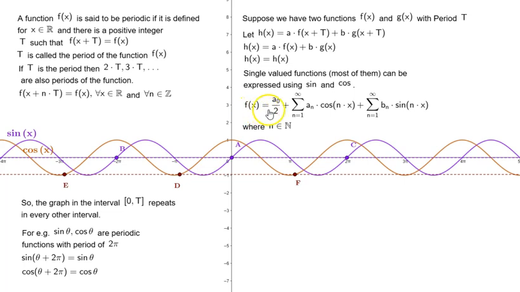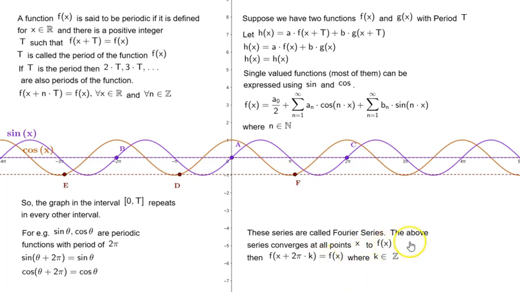So you have f of x equal to a naught by 2 plus the sum as n goes from 1 to infinity of a n times cos nx plus the sum as n goes from 1 to infinity of b n times sine nx, where n is a natural number. Now these series are called Fourier series. The above series converges at all points x to f of x. We will look at examples later.